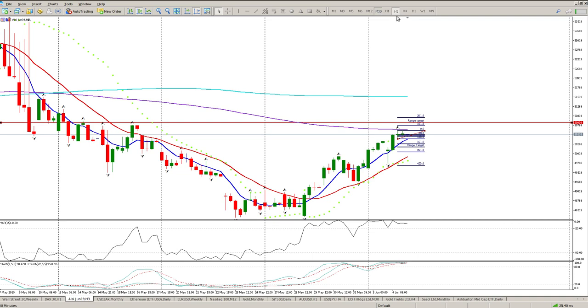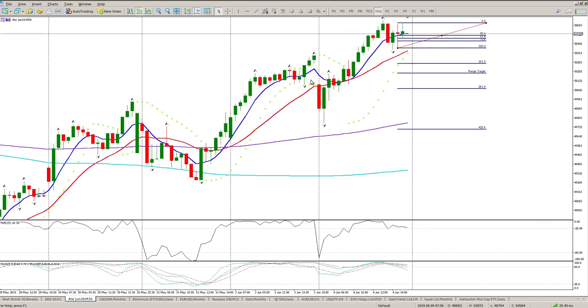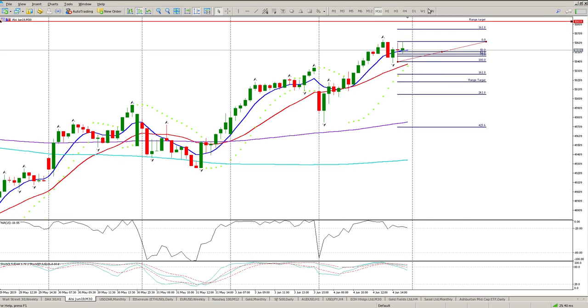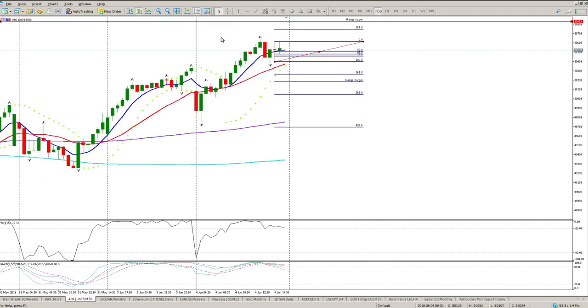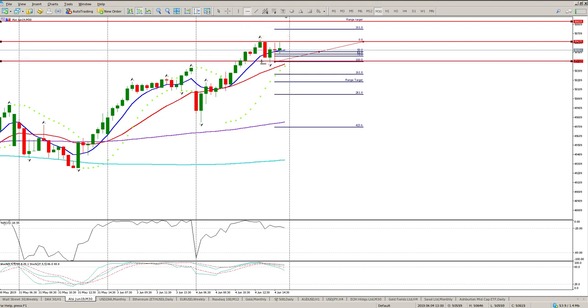And so what we're looking for, let's pull this across. Okay, so what we're looking for is a break above 56.23, and our first target is going to be 58.40.